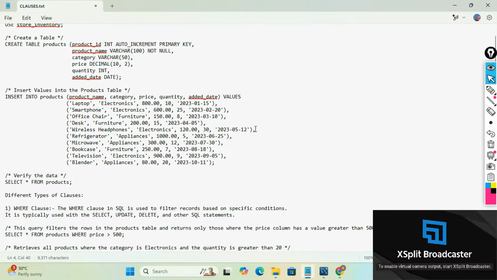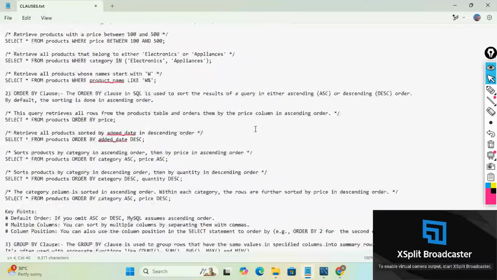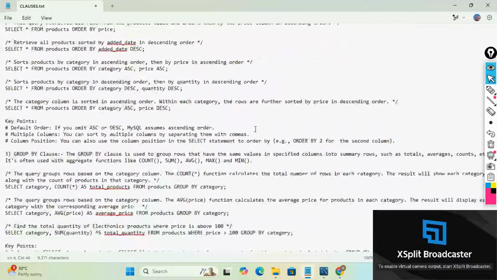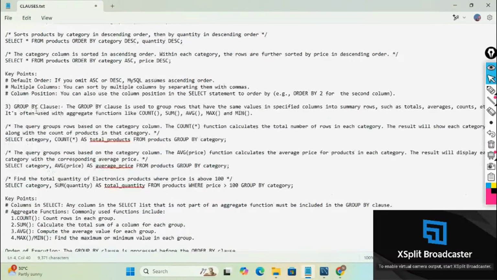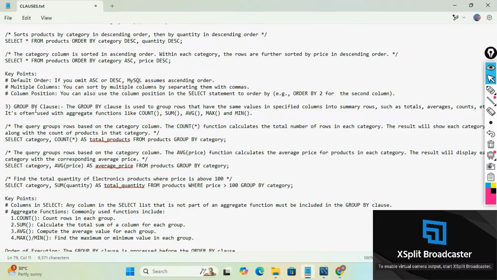Excuse me, 1 minute. So order by is done. The next clause that we have is group by clause. What does this group by clause do? This group by helps us to group the data. It helps us to group the data.